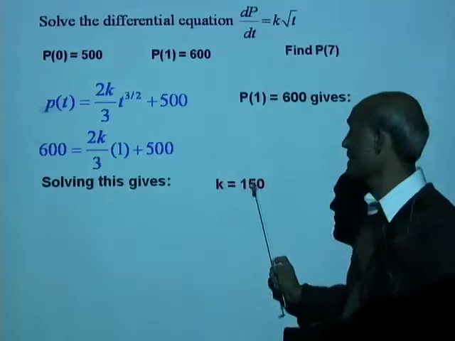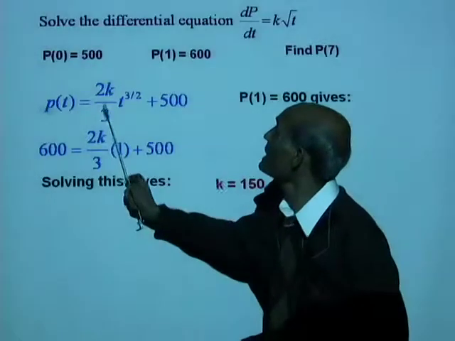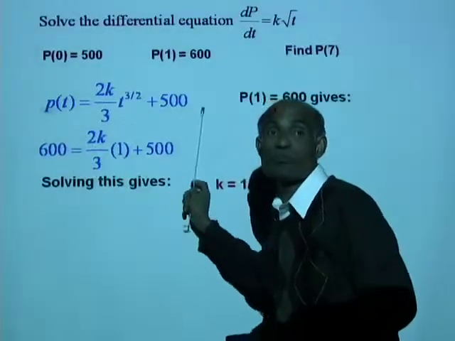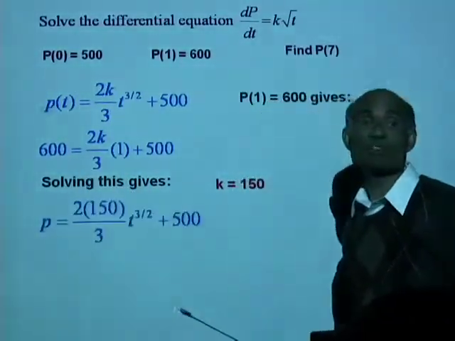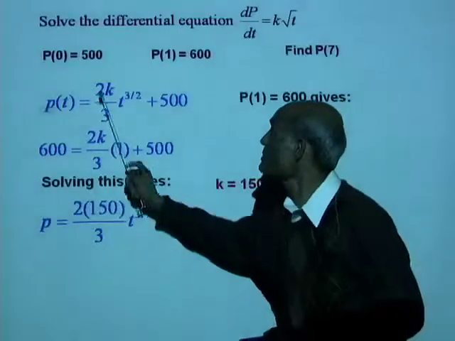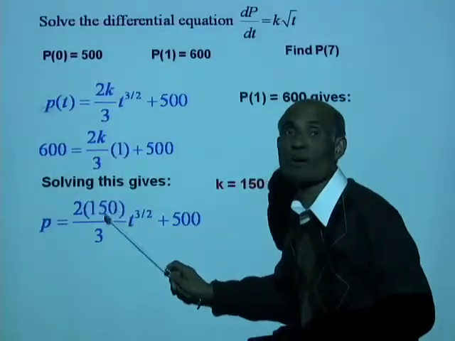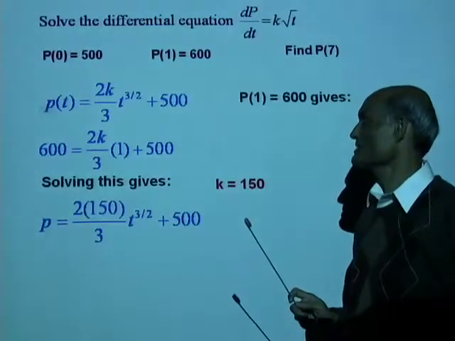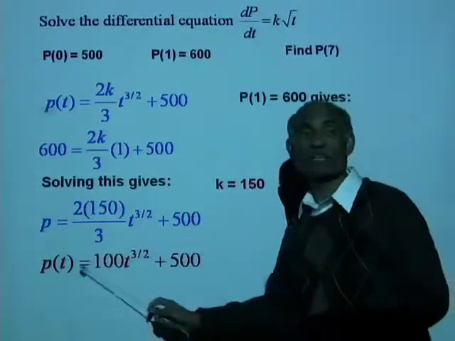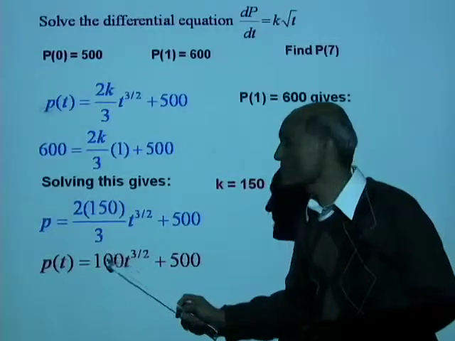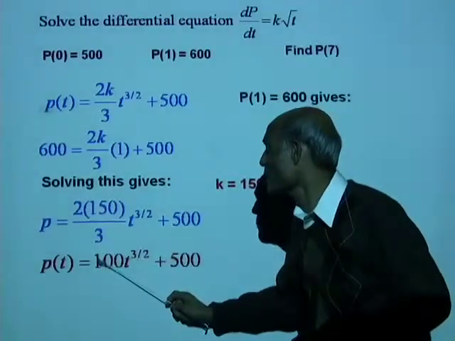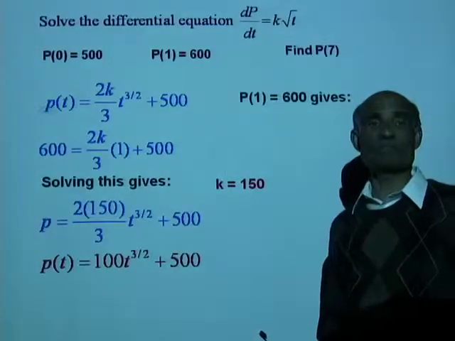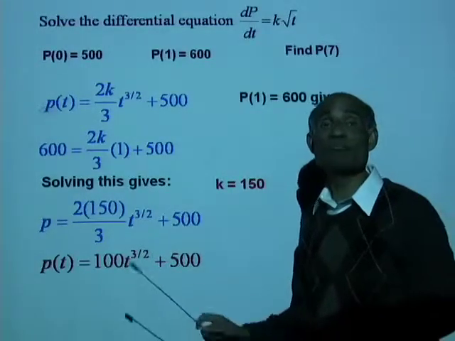That means we can now take the value of k into the function for p, and that will be the proper p function. That will give me p equal to 2k, 2 times 150 over 3, t to the power of 3 over 2 plus 500. That means p of t equal to, that will give you 100t to the power of 3 over 2 plus 500. Now what are we supposed to find?